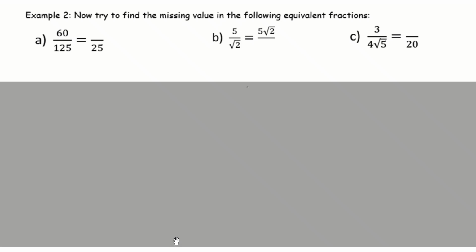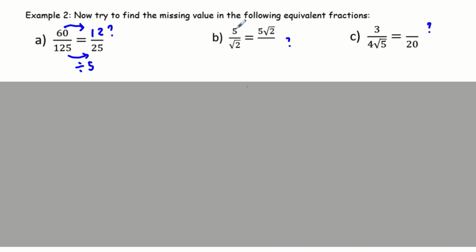Now we are going to try to find the missing value for these three expressions. From this example, you will see what rationalizing radicals looks like. So 60 over 125, the denominator changes from 125 to 25. It means divide by 5, we can get 25. Then what happened to the numerator? We need to do the same thing in order to have the equivalent ratio. So 60 divided by 5 gives us 12. So this is done. This is equivalent.